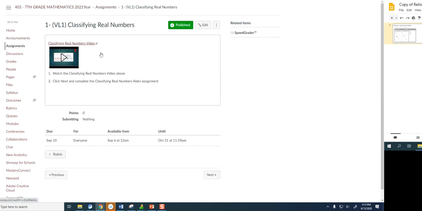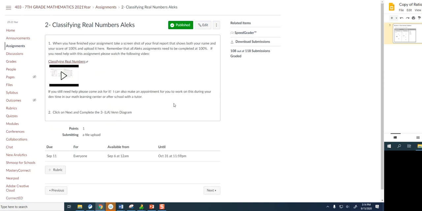So they click on the assignment, and then it says watch the classifying real numbers video above. Click the next and complete the classifying real numbers ALEKS assignment. So after they watch the video, they have to watch the video first. They're going to click on the next, and then that will take them to their ALEKS assignment.